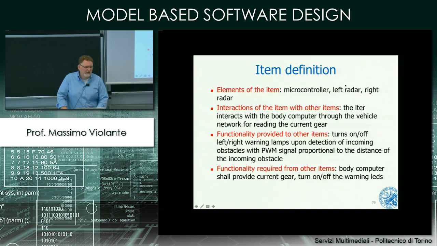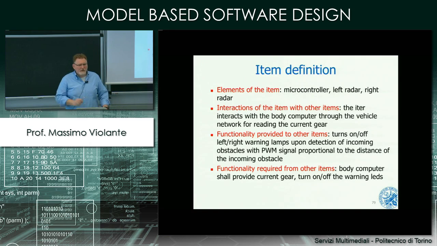This is the perimeter. We have to analyze the system considering those elements. In other scenarios, we could have only the microcontroller because, for example, the radars are part of another item that is providing the distance of the approaching obstacle through the vehicle network. Could be the case. It depends on the architecture of your item.